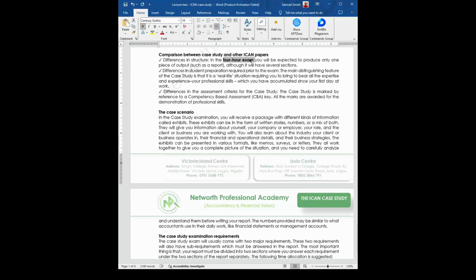Right. So the other difference is the preparation towards the exam. Because case study usually comes with a real life scenario, you have to develop a real life skill in answering cases. And these skills cannot be practiced on the exam day.